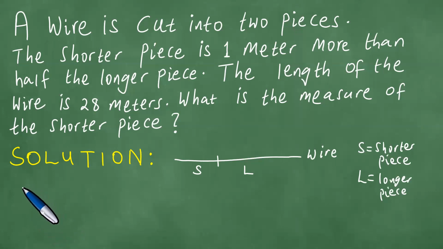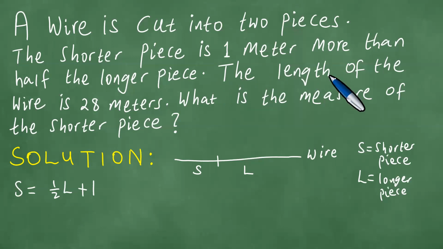Now, the shorter piece is 1 meter more than half the longer piece. So we are comparing the shorter piece to half the longer piece, and we are saying the shorter piece is 1 more than half the longer piece. Since it is 1 more than half, we must add 1 on the other side, like so.